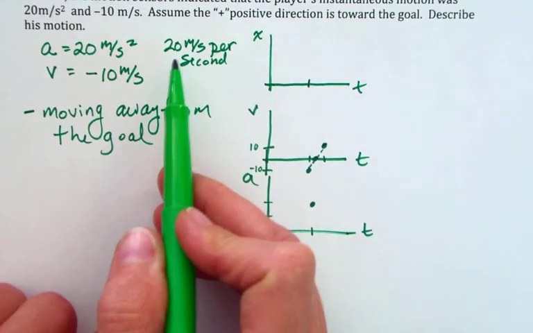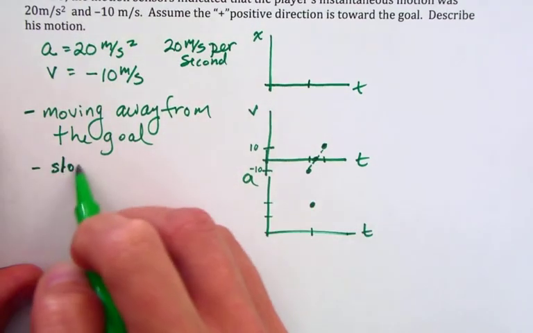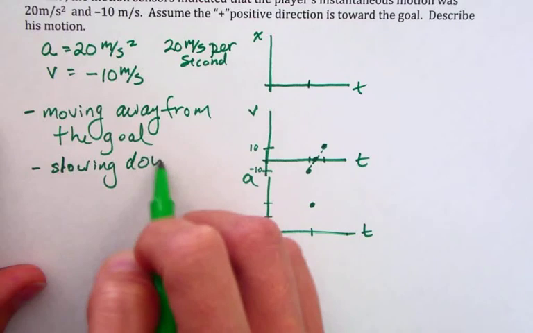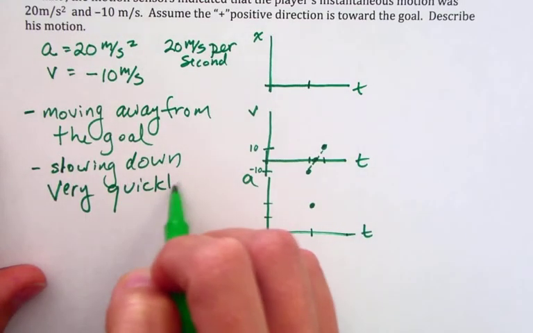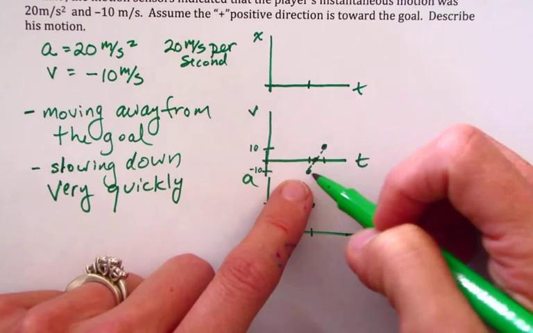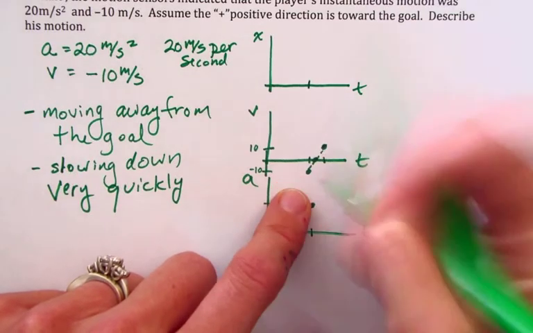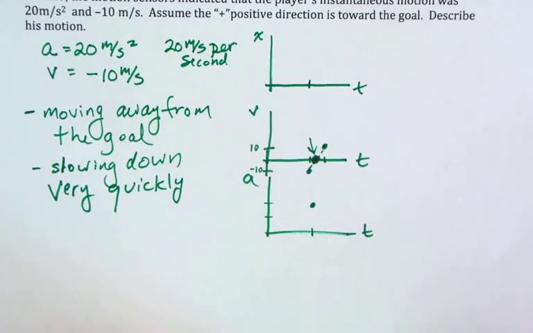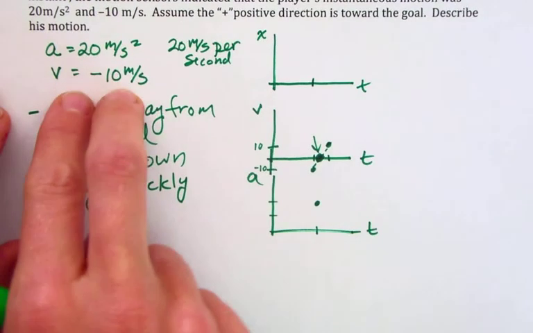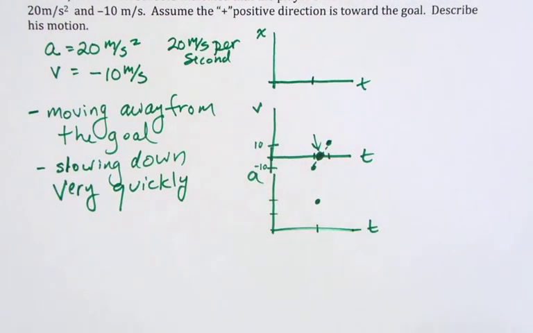Well, with an acceleration of 20 meters per second squared, this person is slowing down very quickly. Because if it was just half a second, that person is slowing down to a stop, because right in the middle there, velocity equals 0, right? So within the next half a second, if they continue having this relationship, they're going to stop. So they're moving away from the goal, and they're slowing down very quickly.